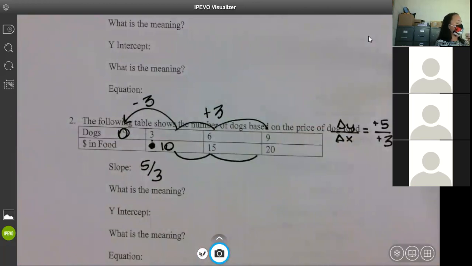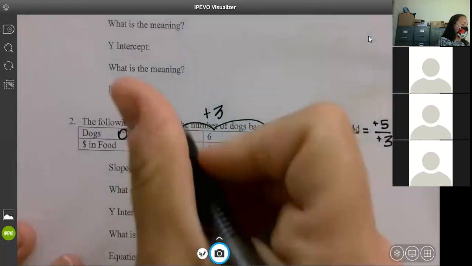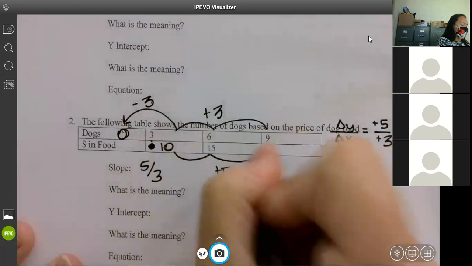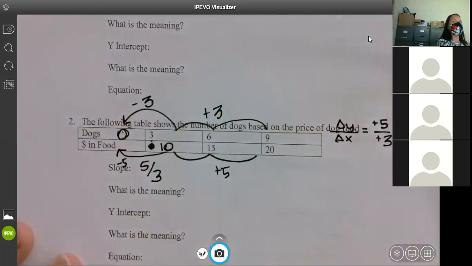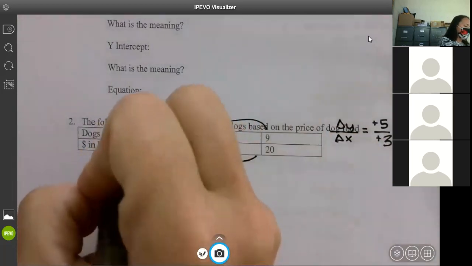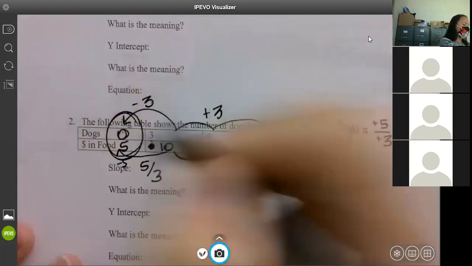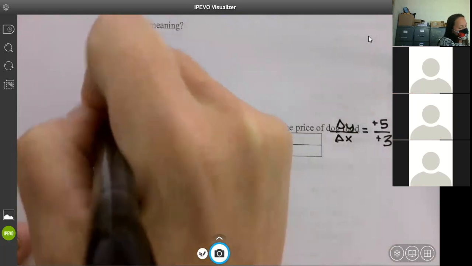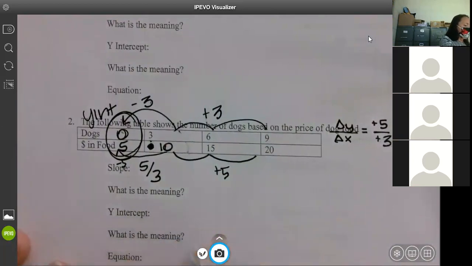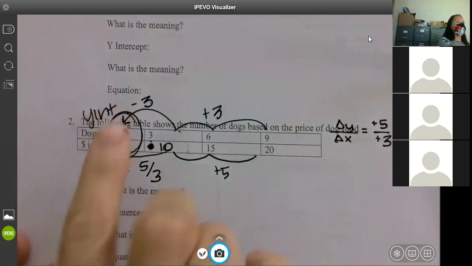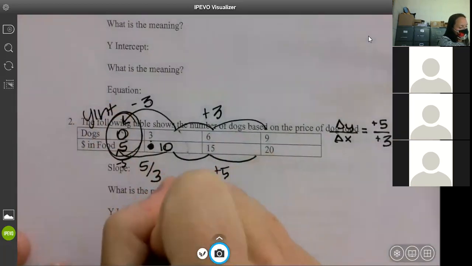I told you this yesterday. On the bottom, we were going up by 5. So how do we go backwards? Subtract 5. So if we subtract 5, what will we be at? This tells us our y-intercept. What is your y-coordinate? Right here. Which one is your y? 0 or 5? 5. So our y-intercept is 5.